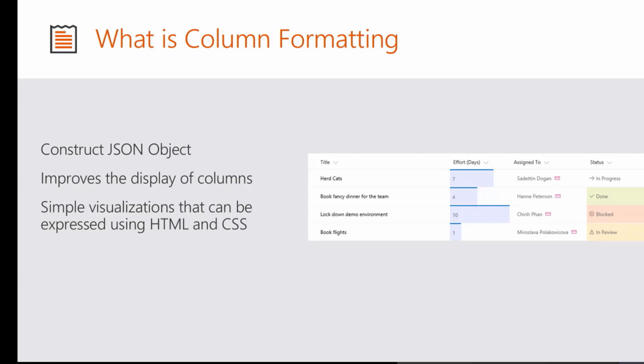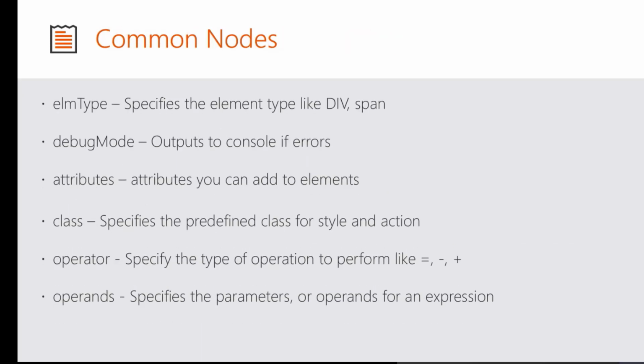Now, in terms of permission, anyone who has the Manage Views right on the list can create column formatting for themselves. Some of the common nodes that you can use when it comes to column formatting are the element type, so what type of element you want to specify. I'm only talking about some of the common ones.